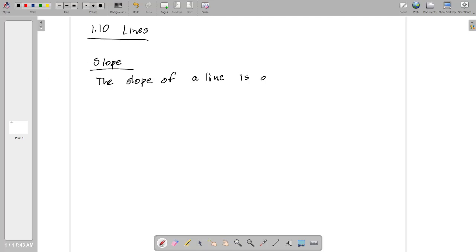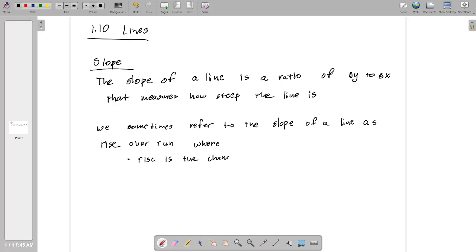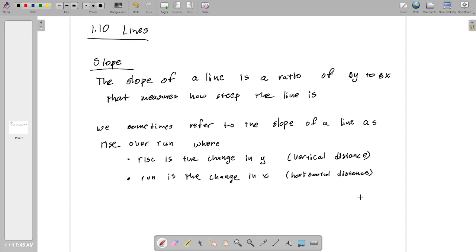The slope of a line is a ratio of change in y to change in x that measures how steep the line is. We sometimes refer to the slope of a line as rise over run, where the rise is the change in y, or the vertical distance, and the run is the change in x, or the horizontal distance.